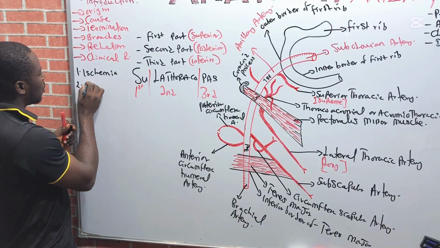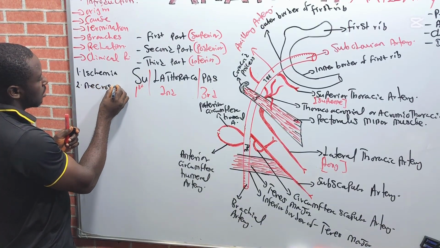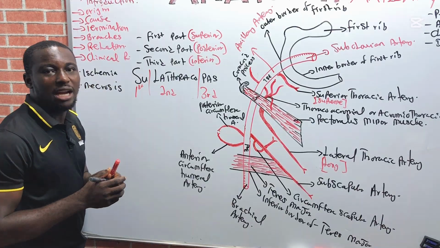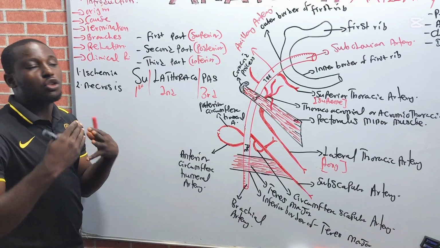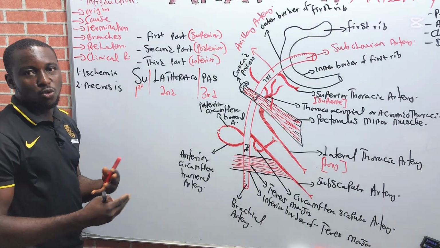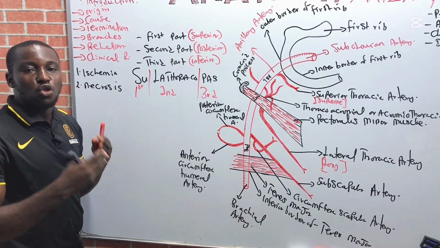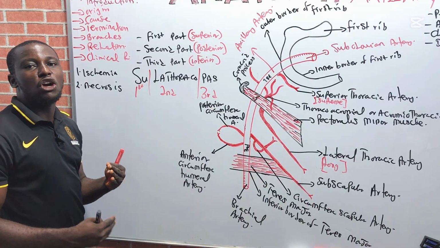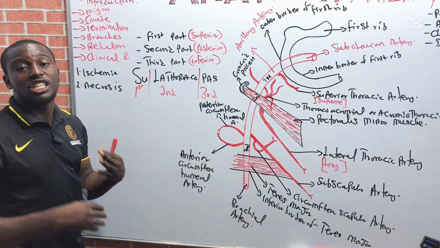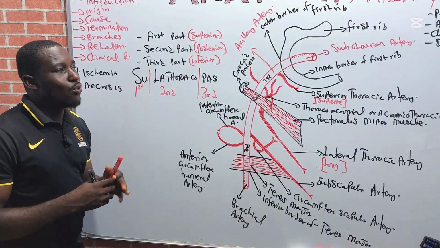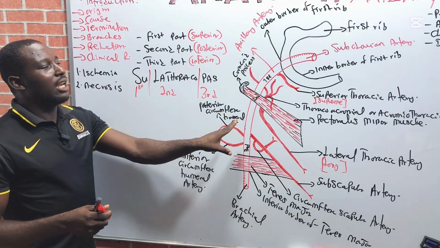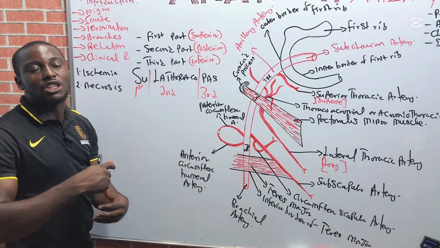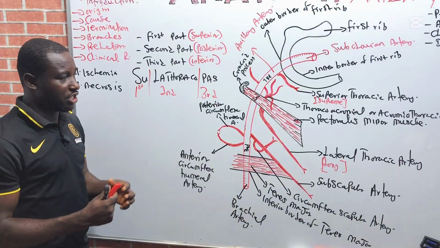Number two is necrosis. Necrosis could be implicated when there is a total lesion of the axillary artery, which will lead to no blood supply to the upper limb structure. That means there will be ischemic necrosis or a necrotic condition of the upper limb structures when there is a total blockage or rupture of the axillary artery, either by a traumatic injury or a certain pathology.